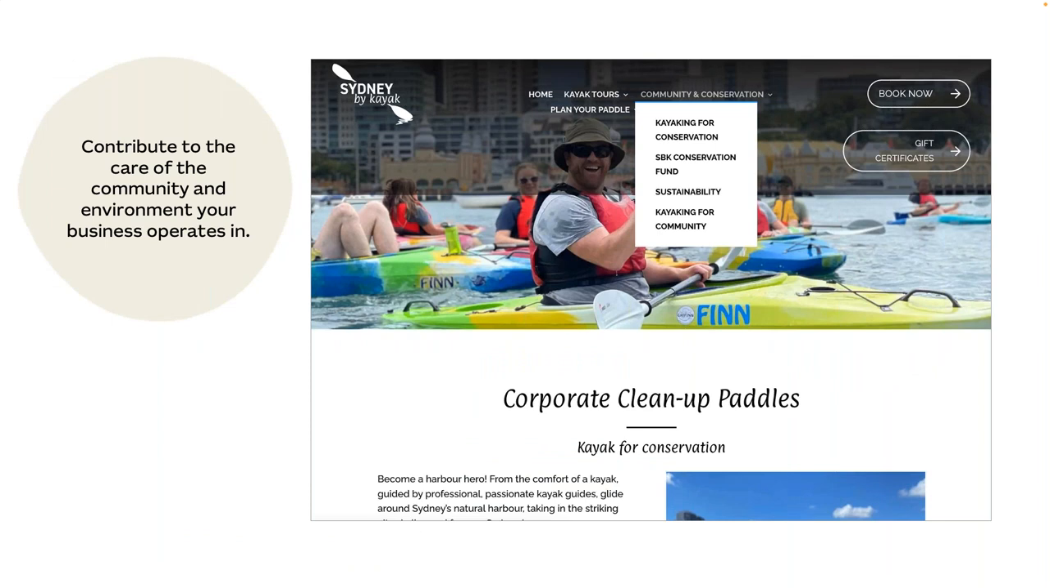And of course, it's about contributing to the care of the community and environment your business operates in. So taking action on sustainability can be infused into your experiences and make a positive difference in that way. Sydney by Kayak offer cleanup paddles where people go onto the iconic Sydney Harbour, but at the same time, clean it up and clean up rubbish and give back at the same time as well. So it can be an amazing way to give back to your local community and environment too.